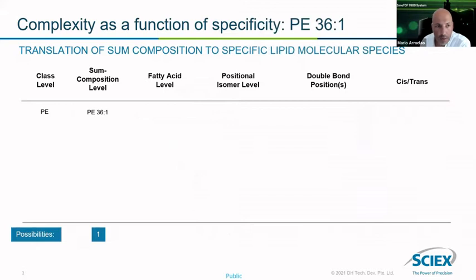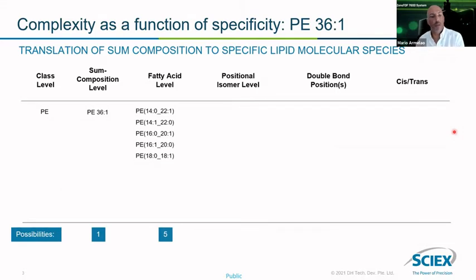If we have a look down at the sum composition level, as you can see by Michael's presentation, at this level of identification, if we want to know the fatty acid composition, this single P36-1 would turn out to have 5 possible conformations. And it's important to state that the notation at this stage will indicate that we do not know the positional level of each fatty acid.